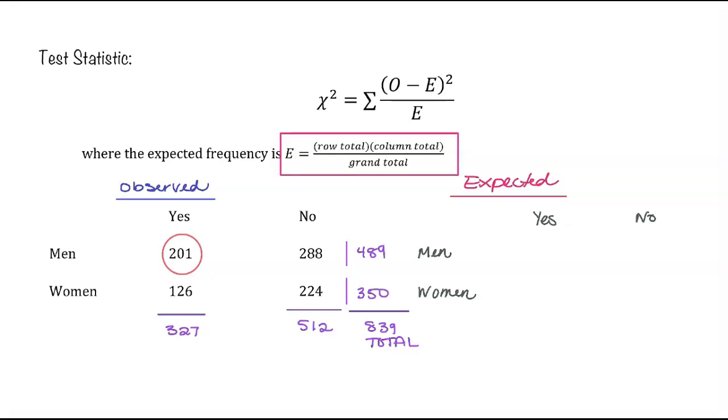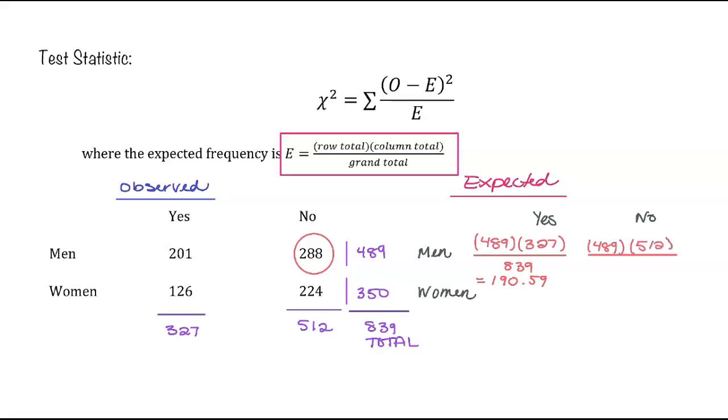We'll take the total of the row, 489, multiply that by the column total, 327, and divide by the grand total, 839. This gives us an expected value of 190.59. Now let's do the same thing for the top right value of the table. In the numerator, we have the product of the row total, 489, and the column total, 512, and in the denominator, we have the grand total of 839. This gives us an expected value of 298.41.